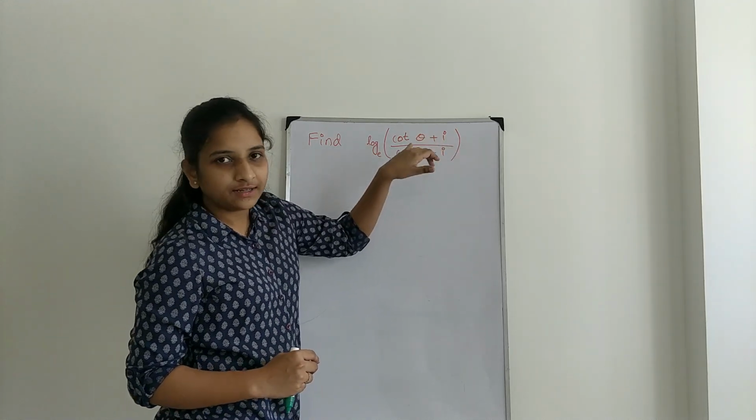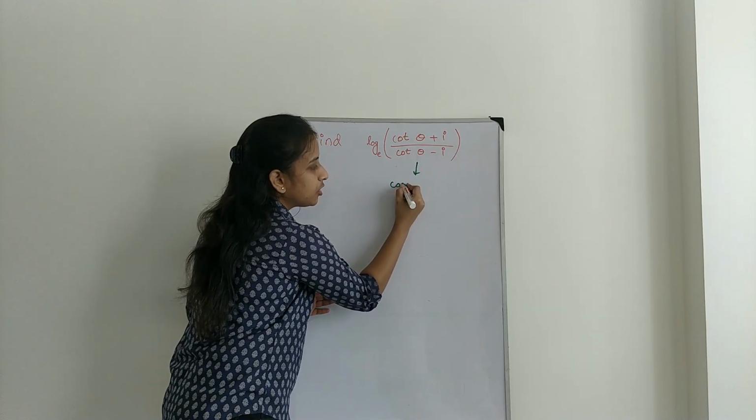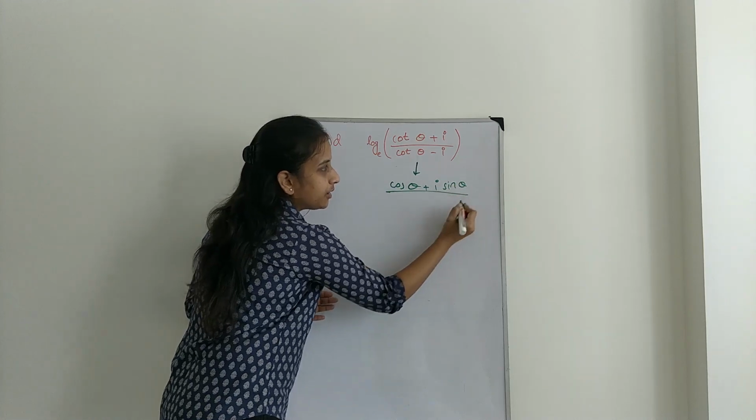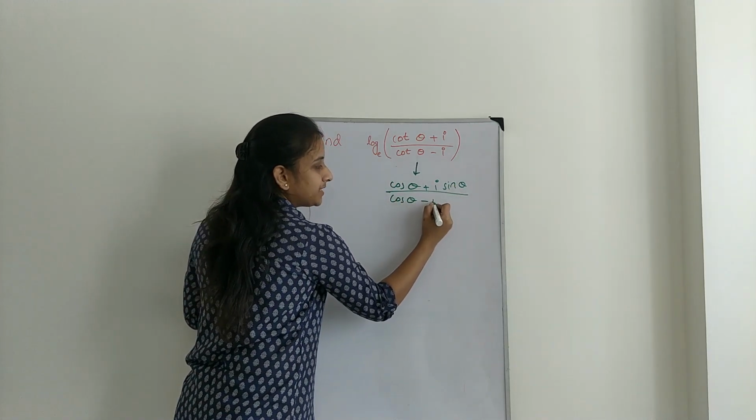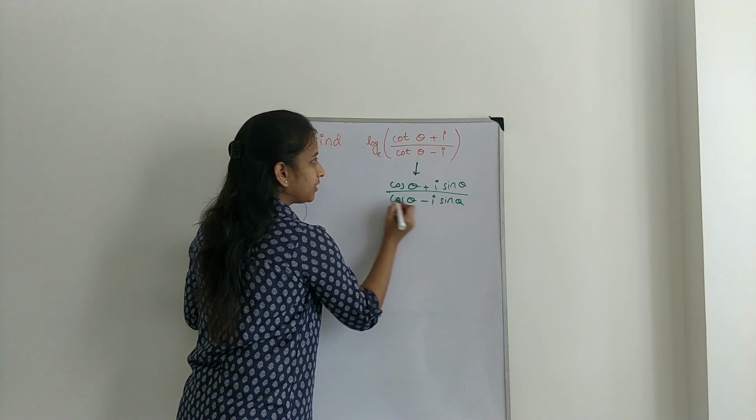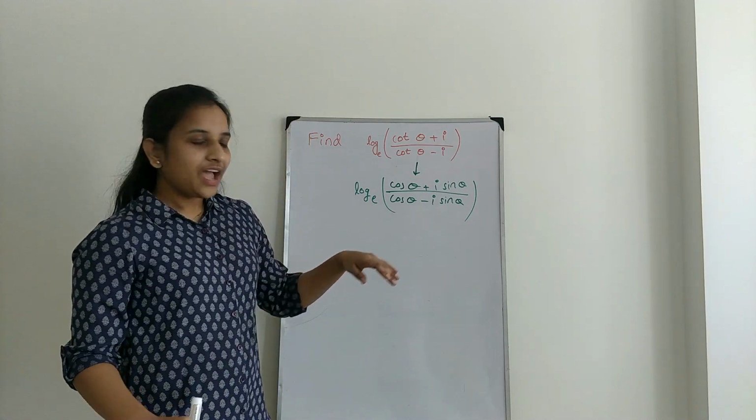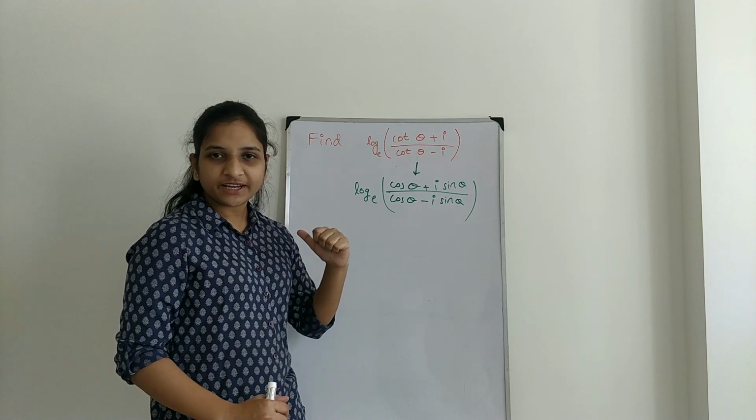So the numerator I am multiplying again by sin theta. So this numerator becomes cos theta plus i sin theta and the denominator is cos theta minus i sin theta. Okay, log of this. Now this is in standard form. You can apply Euler's form and take the logarithm.